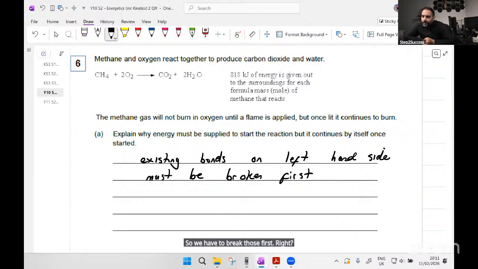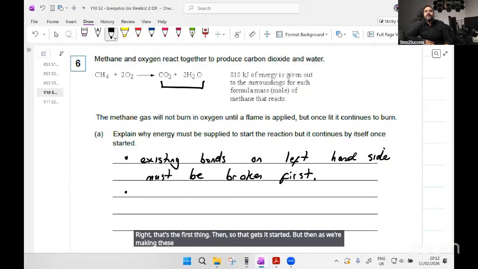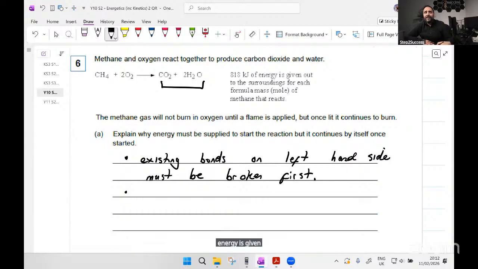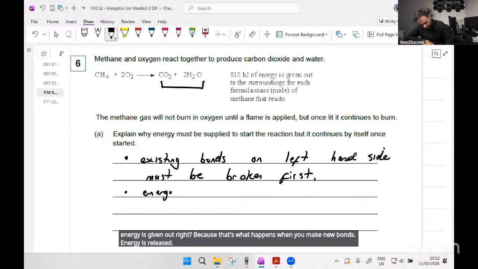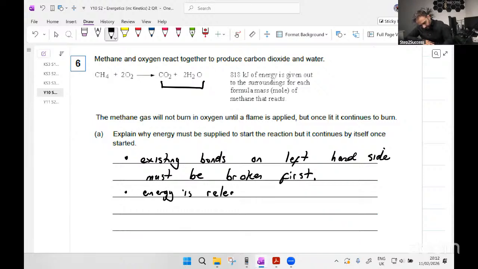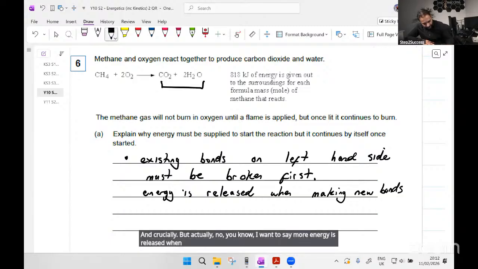Molecules react when they collide. Right, that's the first thing. So that gets it started. But then, as we're making these, energy is given out, right? Because that's what happens when you make new bonds, energy is released. And crucially, actually, I want to say more energy is released when making new bonds.